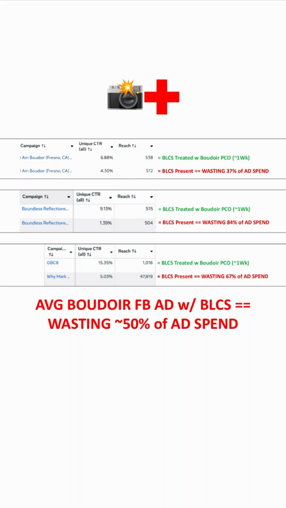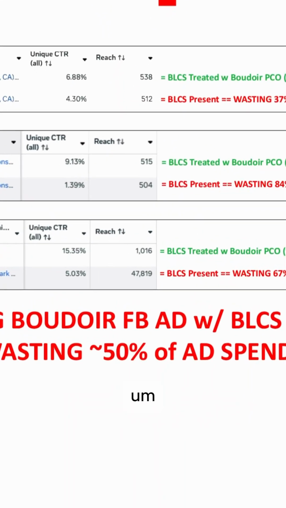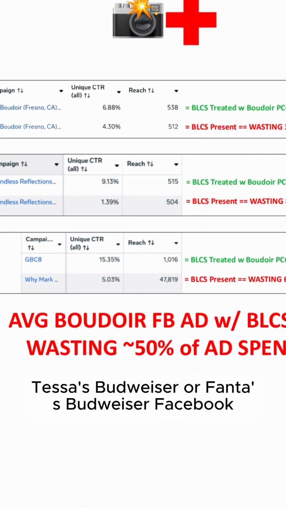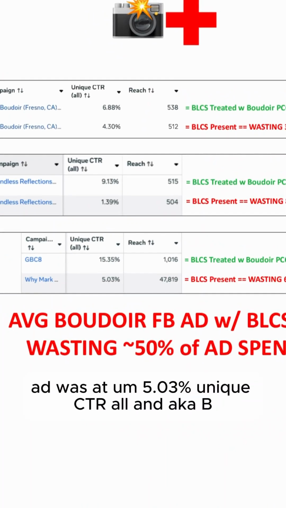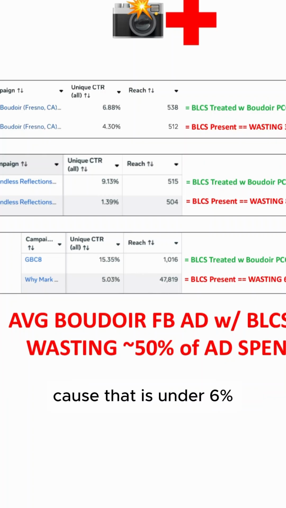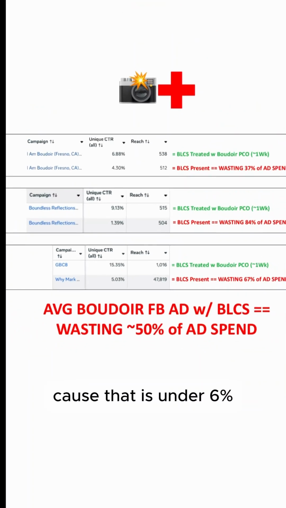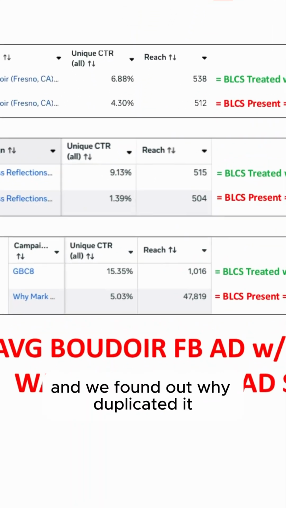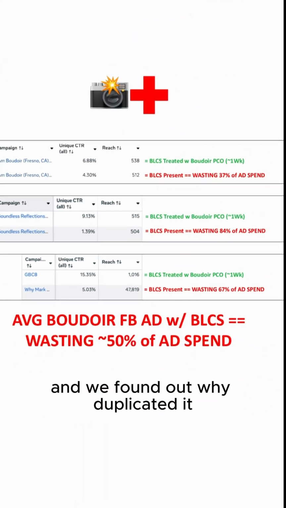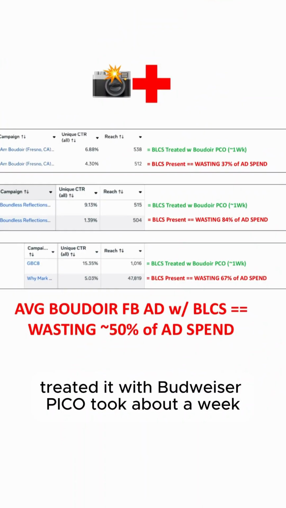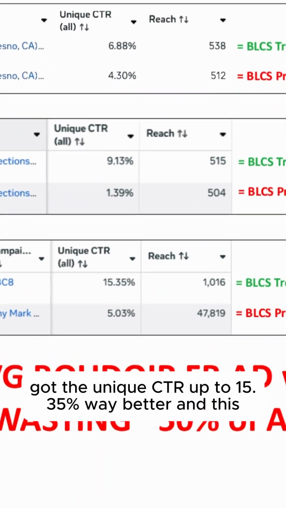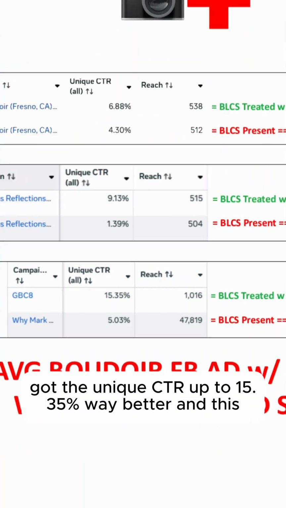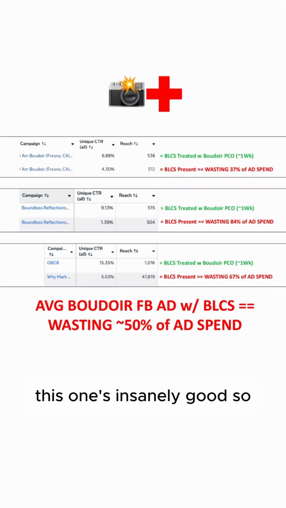Finally, had a patient test his Boudoir Facebook ad, and found out it was at 5.03% unique CTR, aka BLCS was present, because that is under 6%. And I duplicated it, treated it with Boudoir Pico, took about a week, and got the unique CTR up to 15.35%, way better. And this one's insanely good.